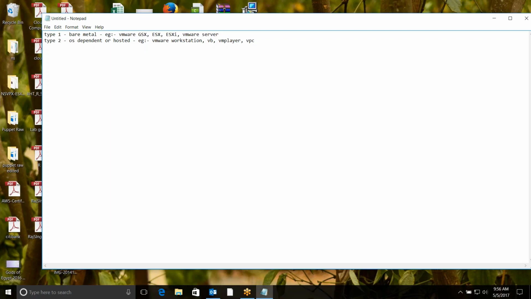Apart from this, from Citrix we have Citrix Xen Server. From Microsoft we have Microsoft Hyper-V. So these are a few common hypervisors that are used in the production environment.